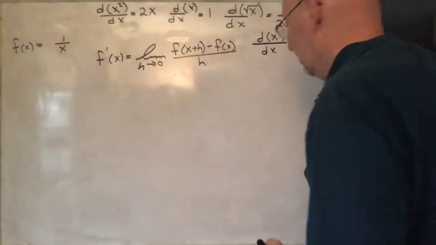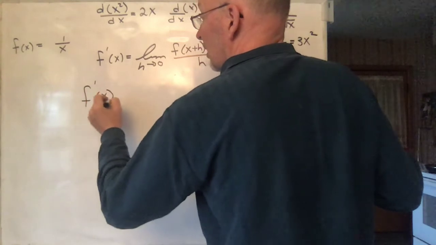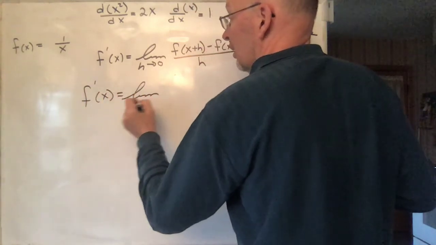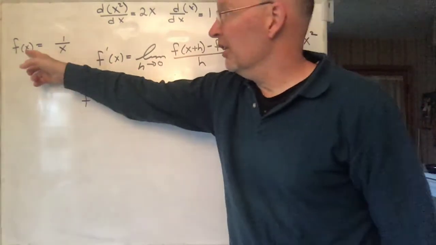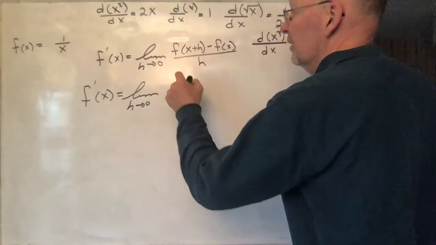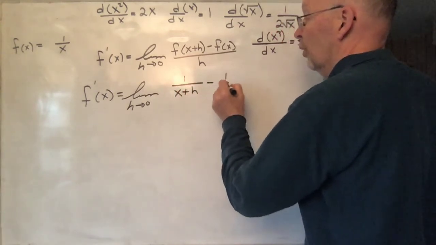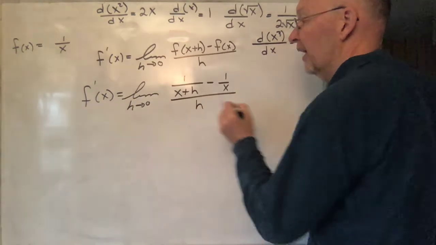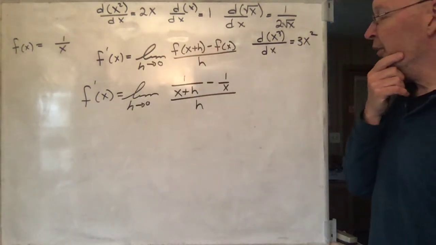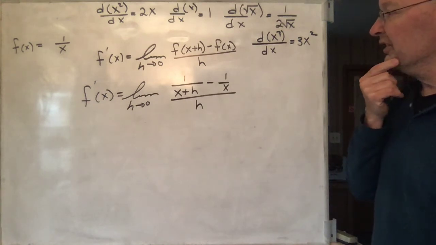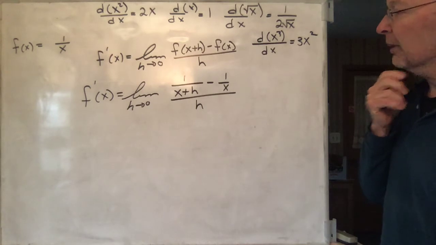Here's our f of x. So what's the derivative? You stick an x plus h in here, so that's going to be 1 over x plus h minus 1 over x, all divided by h. Each one of these, that's why I chose these particular ones, each one of these uses a different little algebraic trick, okay? Conjugates, multiplying them out.